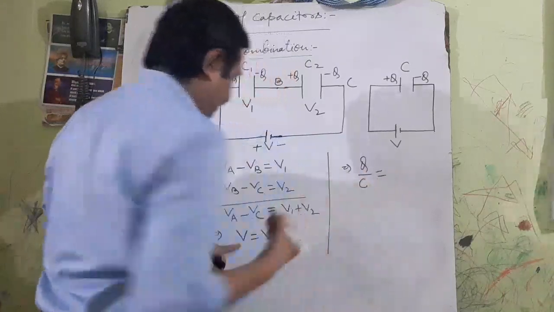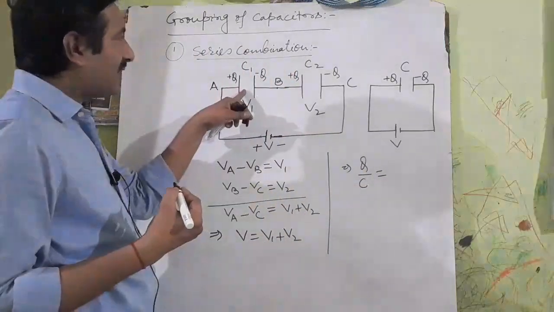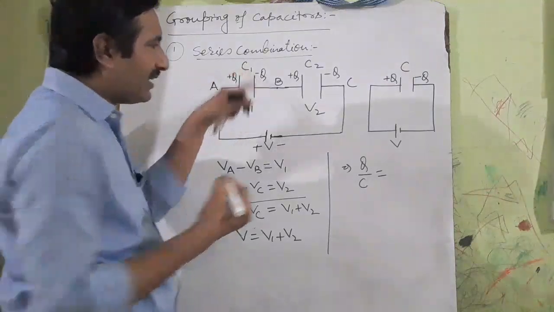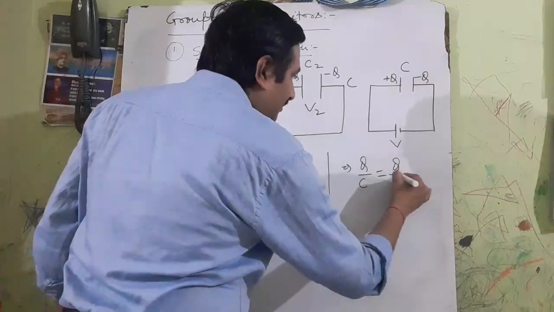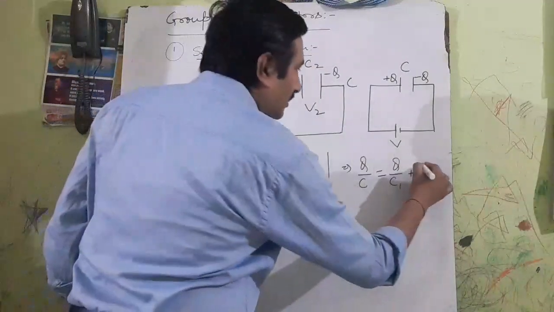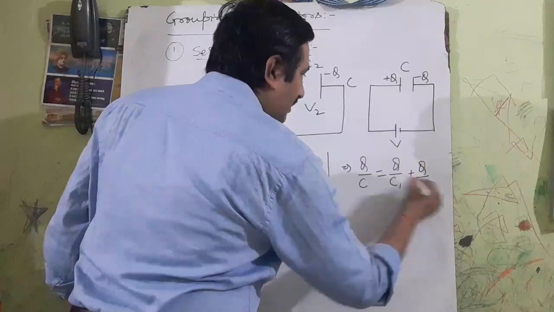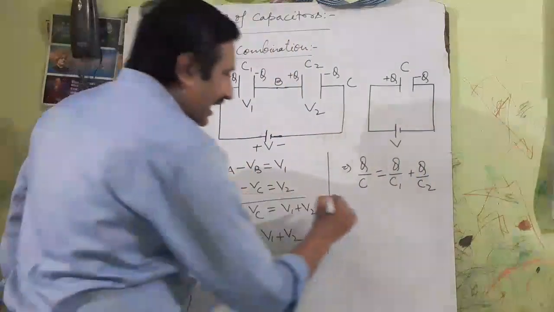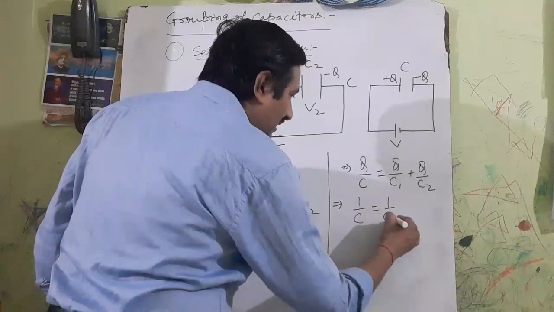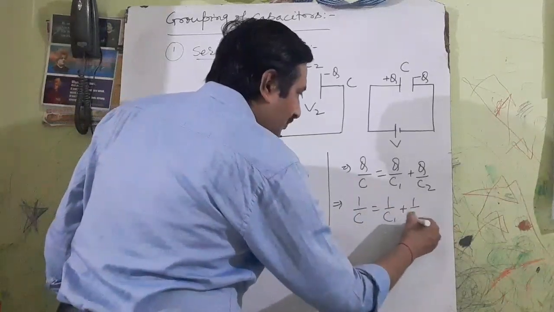It is equal to V1, where charge is Q and capacitance is C1. So this is Q by C1 plus V2, which means Q by C2. Q can be cancelled out and you will have 1 by C is equal to 1 by C1 plus 1 by C2.